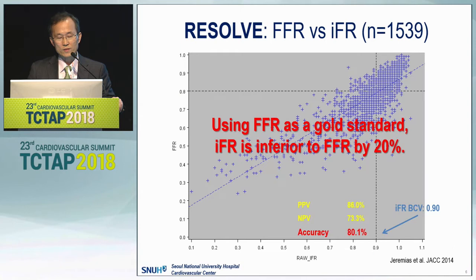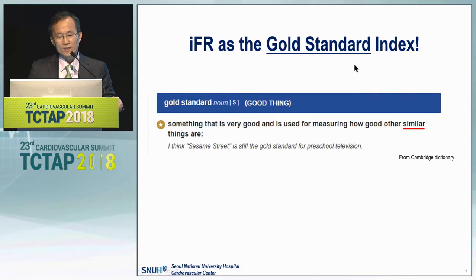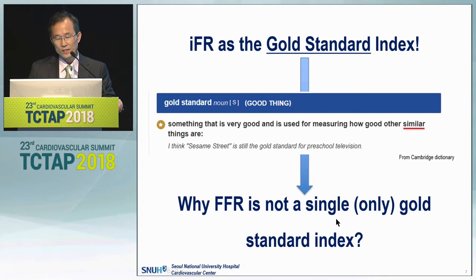So this illustrates there's some clinical and physiological relevance of this discordance. But we generally interpret discordance this way: using FFR as a gold standard, when accuracy is only 80%, we interpret the results as IFR being inferior to FFR by 20%. So this is not the matter of truth, but how we interpret this discordance, and that's the matter. So what is the gold standard? This is from the Cambridge Dictionary, and it's not about good and bad. Actually, it's very good and good, other similar things. So I took the liberty to change this title to why FFR is not the single, only gold standard index.